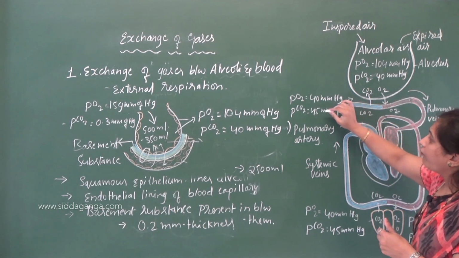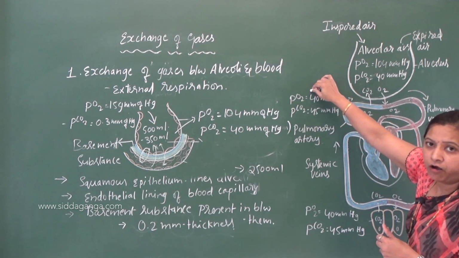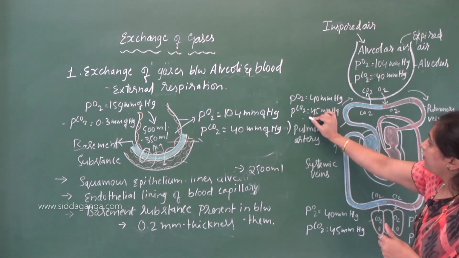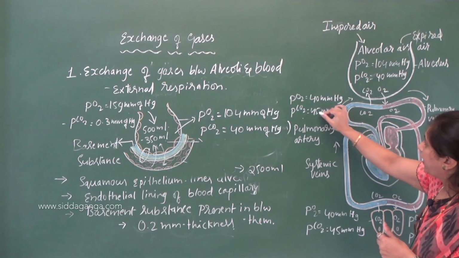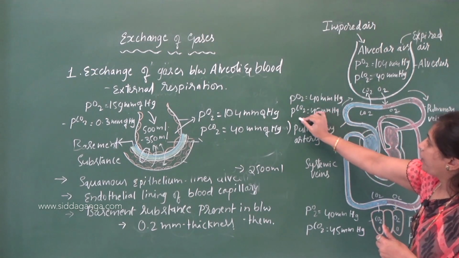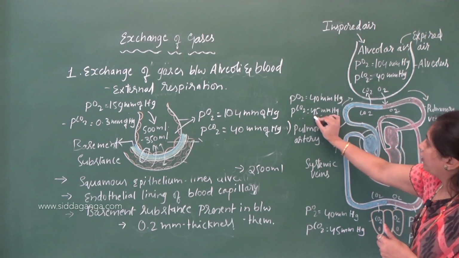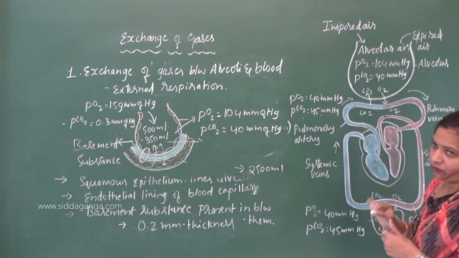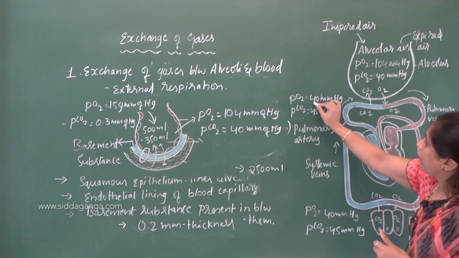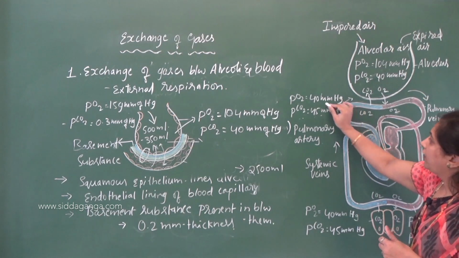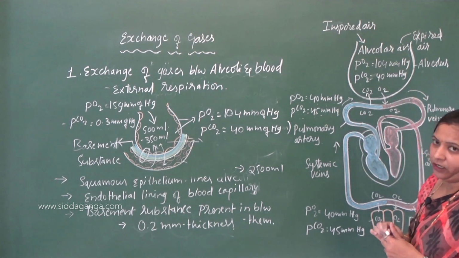So it is having more carbon dioxide and less oxygen, so that the partial pressure of carbon dioxide is more here than oxygen. What is the partial pressure of carbon dioxide here? It is 45 millimeters of mercury. And what is the partial pressure of oxygen in the deoxygenated blood? It is 40 millimeters of mercury.